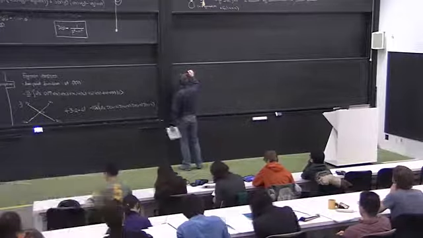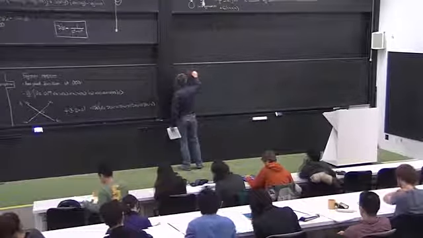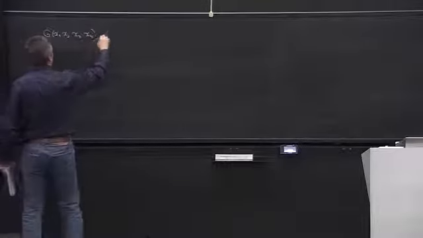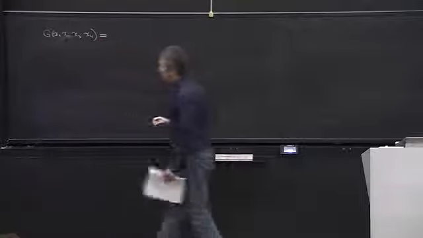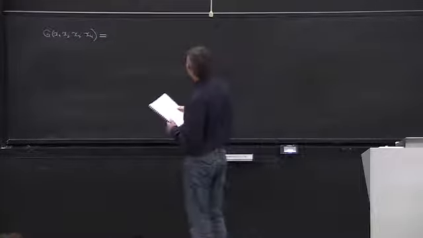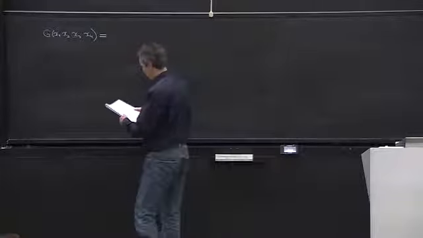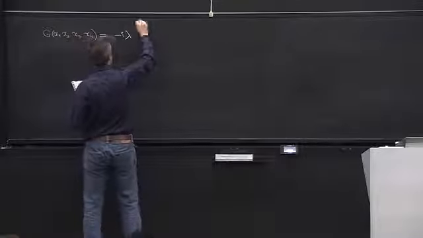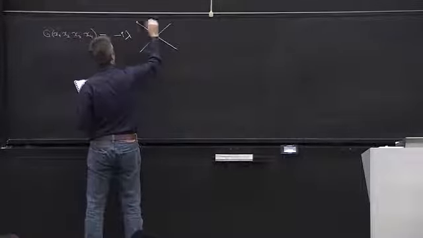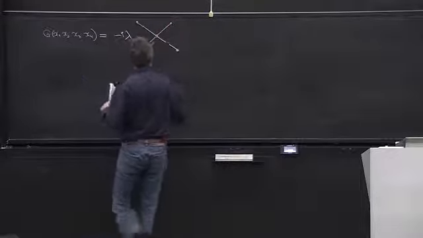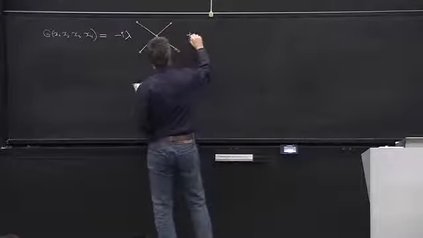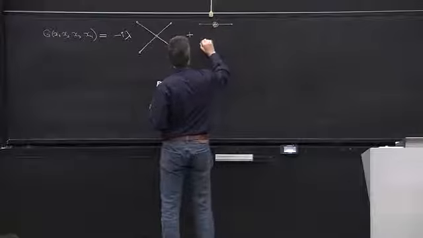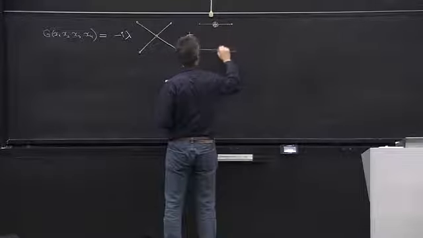So what is the end answer? So the end answer is that G of x1, x2, x3, x4 is equal, and here we can represent it just by diagrams. So this will be equal to minus i lambda times this cross diagram, and then plus the free field diagrams, but with dressed propagators.